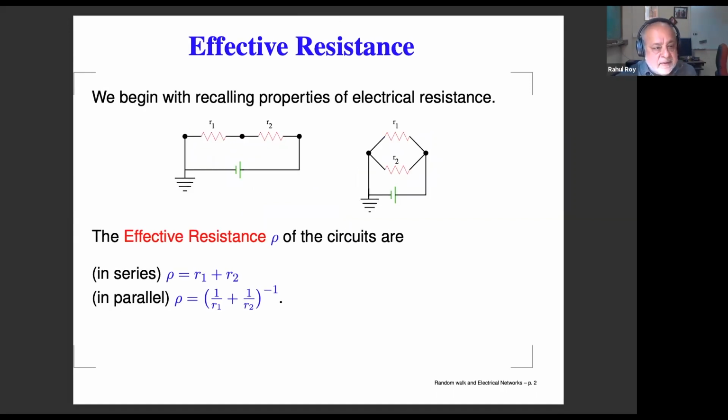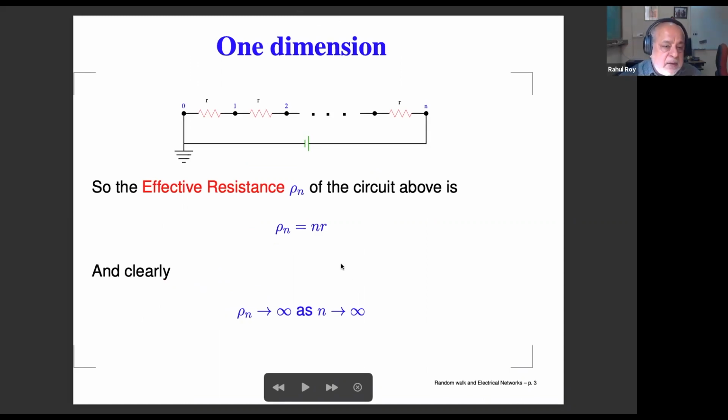So let's talk about resistance. We know that if I have two resistances of R1 ohms and R2 ohms respectively connected to a battery, and this is the earth, then if it's connected in series, the effective resistance is R1 plus R2, whereas if it's connected in parallel, the effective resistance is the reciprocal of 1 over R1 plus 1 over R2. So that's the effective resistance. So let's now do a one-dimensional thing. Suppose you have a string of n resistors, each of R ohms, from 0 to n, connected to a battery. Then the effective resistance is n times R. In other words, rho n goes to infinity as n goes to infinity.